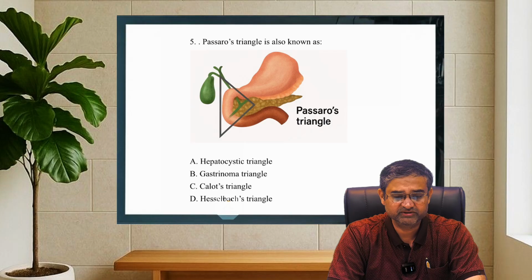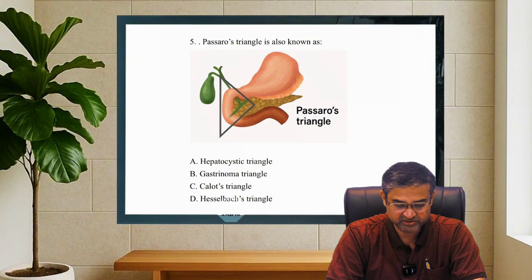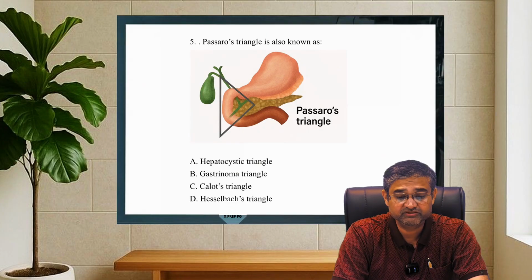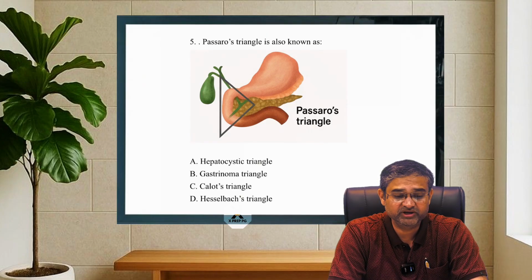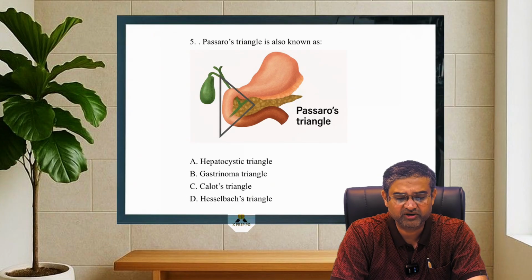Question number 5. You can see a diagram here. This diagram is showing Passaro's triangle. It is clearly shown. So this Passaro's triangle is between, what you have to identify. There are vital organs like stomach, duodenum, gallbladder, cystic duct, common bile duct, and pancreas and pancreatic duct shown. So the triangle drawn is Passaro's triangle.